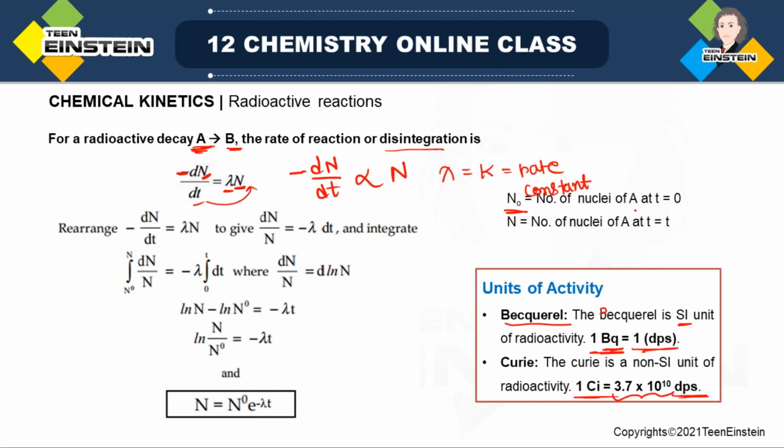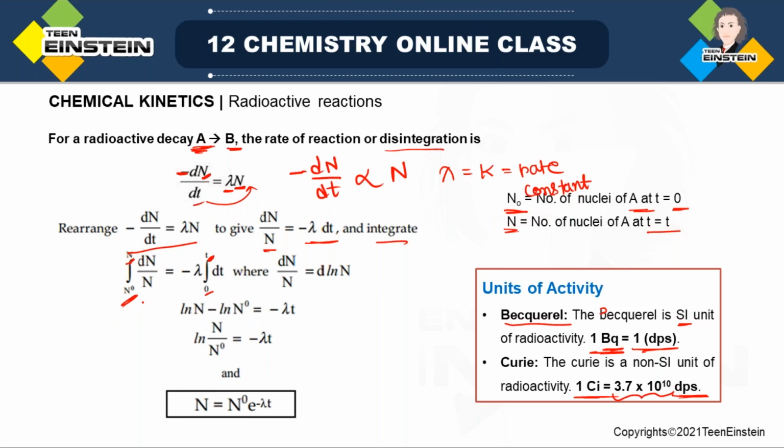So N naught is the number of nuclei of A at time 0. That means initially the number of nuclei of A is N naught, and when it is time t, then the number is capital N. Now rearranging this, see how we have written it, dN by N equals minus lambda dt. We will integrate it, and what are the limits? Limits are N naught to N, 0 to t.